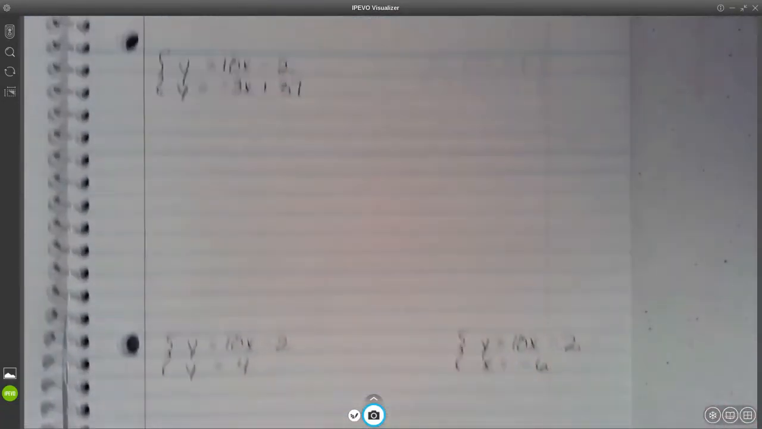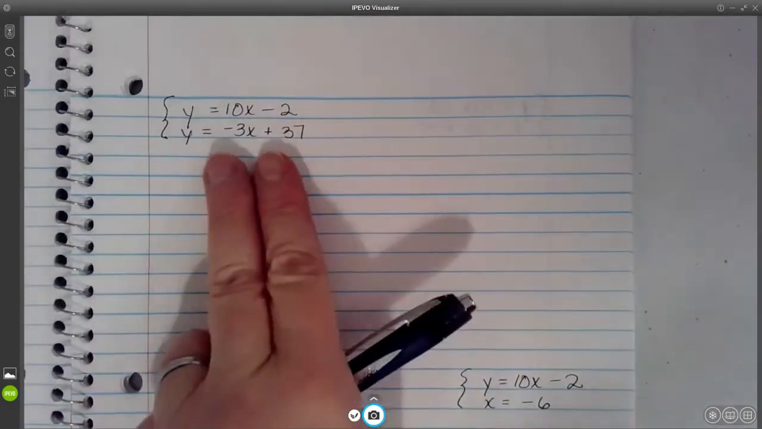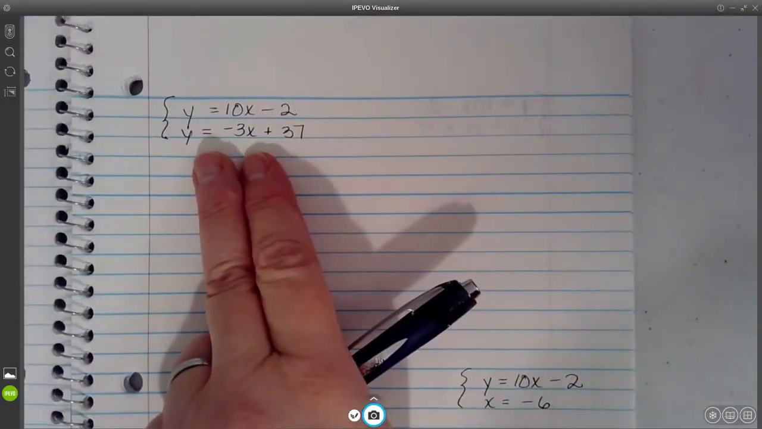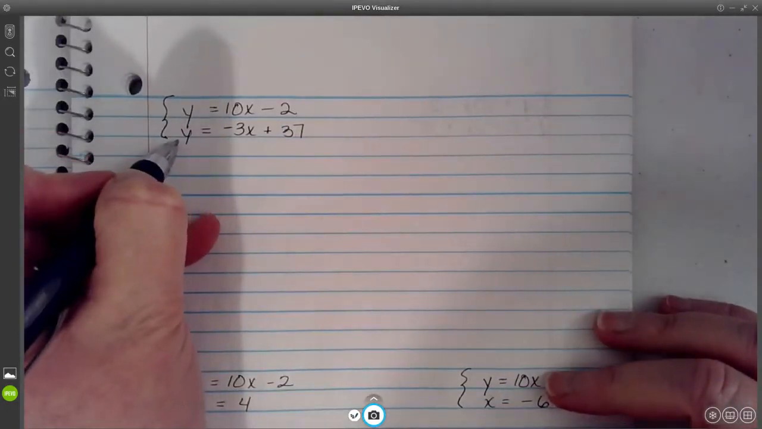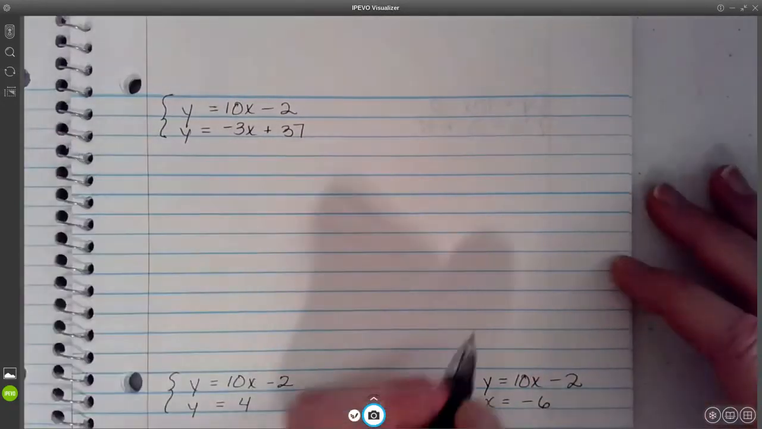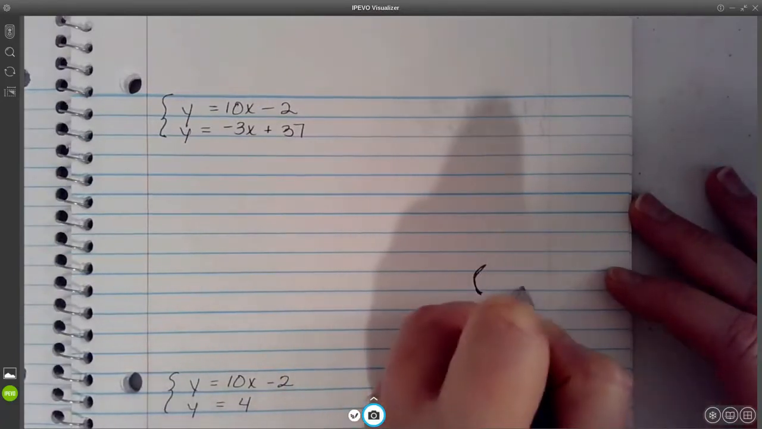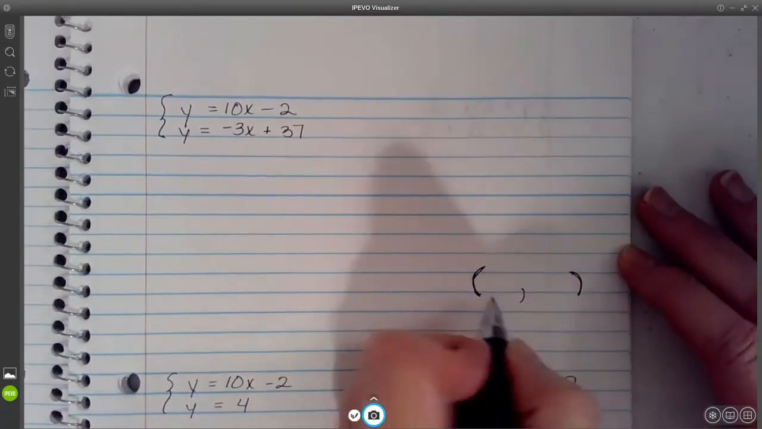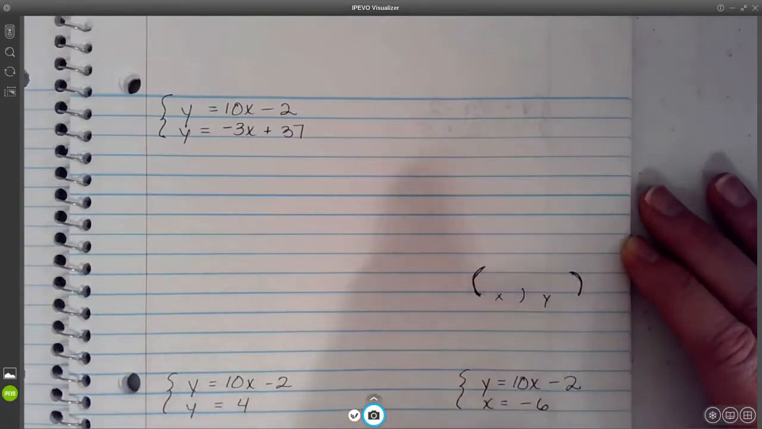Now I'm going to go through the types of problems that we threw at you this week. This is the first kind that we threw at you on Monday, where we had two y equals equations. And when you're done, you're supposed to have an answer for x and y. So I'm going to go on over here and I'm going to write an ordered pair. And when I'm done, I need to have an x and a y answer.